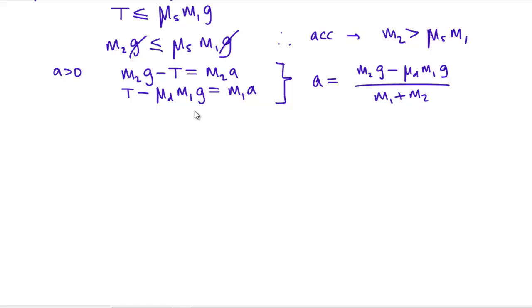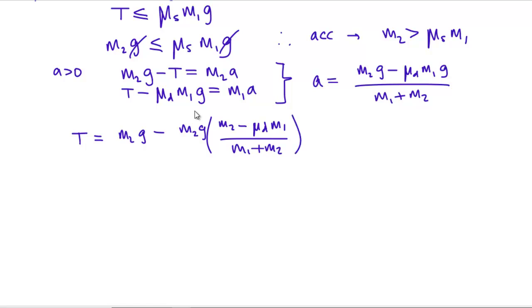So, okay, you could factorize the G, but can't be bothered to write that out again. So that's A. And then T is going to be, which equation do I want to use out of these? I'm going to use the top one, actually, because it doesn't have another mu d in it. So it's going to be M2G minus M2A. So that is going to be M2 times, well, let's put the G there, M2G, M2 minus mu d M1 over M1 plus M2.